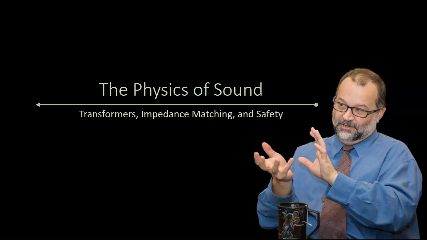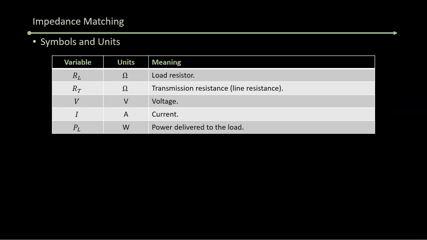All right, let's do a quick note on impedance matching. So when we talk about impedance matching, you've got some load resistor. In the context of your business, this could be a speaker, which typically are 4 ohms or 8 ohms. You've got a transmission resistance or line resistance that delivers energy, delivers voltage to that speaker.